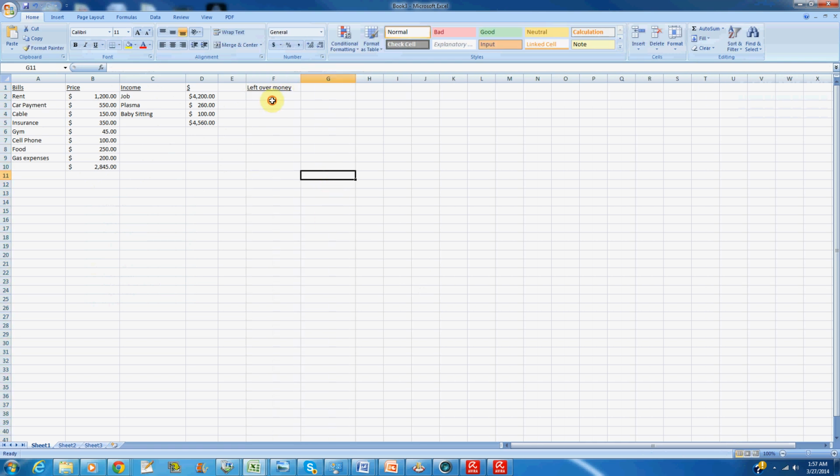Okay. Leftover money. Now, let me see if I can figure this out. It would be equals E5 minus B10. Okay, so you're left with $1,715 left a month, which isn't bad, right? I mean, you can live off that spare money.